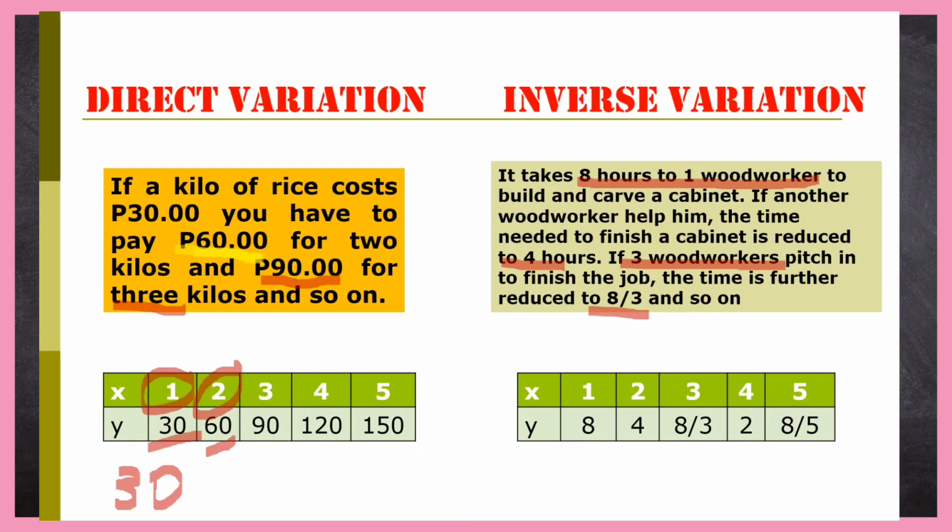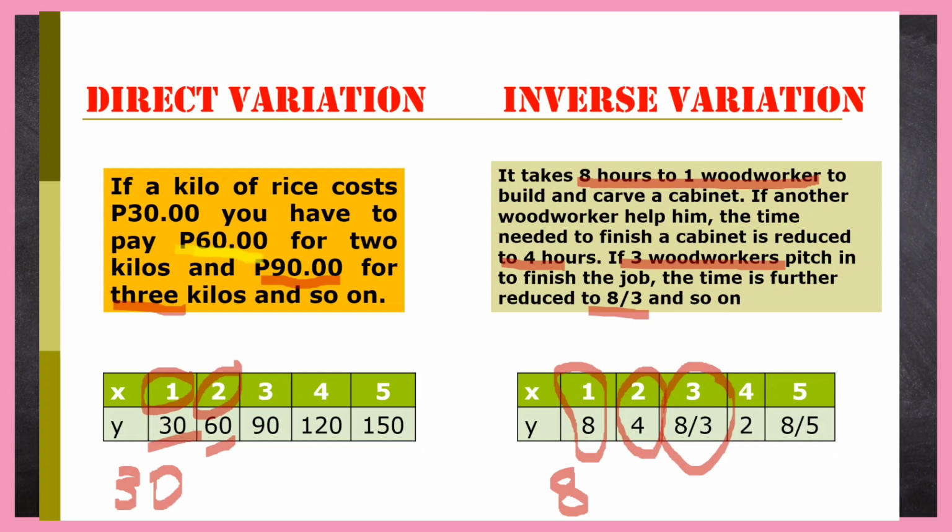So, inverse variation occurs whenever a situation produces pairs of numbers whose product is constant. If you multiply the ordered pair, the value of x and y, the product is 8. And then, 2 times 4 is also 8, as well as 3 times 8 over 3, 4 times 2, and 5 times 8 over 5.